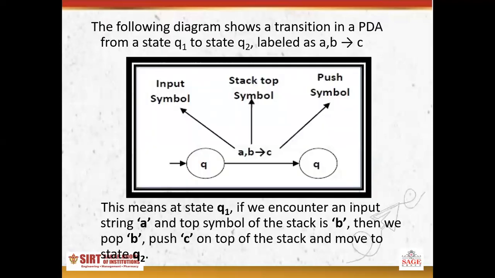The following diagram shows a PDA transition from state Q1 to Q2 labeled A, B to C, where A, B, and C are symbols. Here, B represents the stack top symbol, A represents the input symbol, and C represents the push symbol. This means at state Q1, if we encounter input symbol A and the top symbol of the stack is B, then we pop B, push C on the top of the stack, and move to Q2.